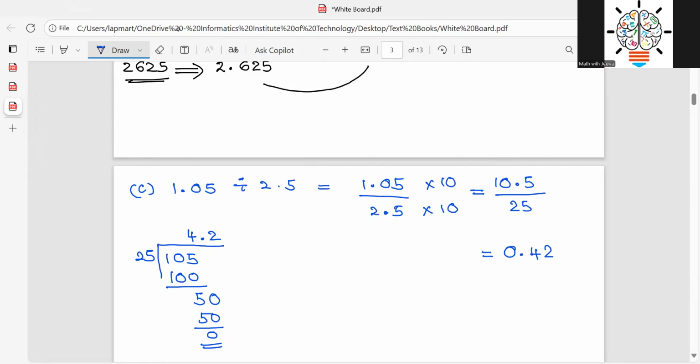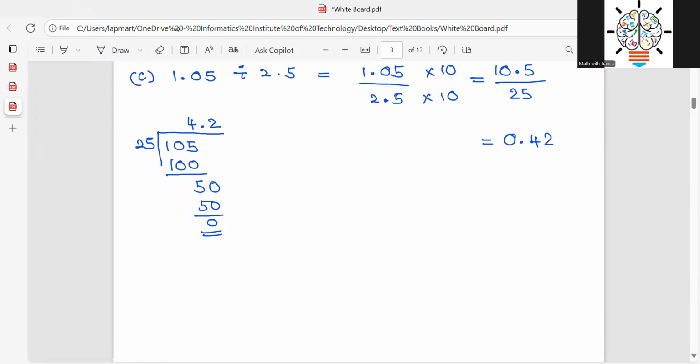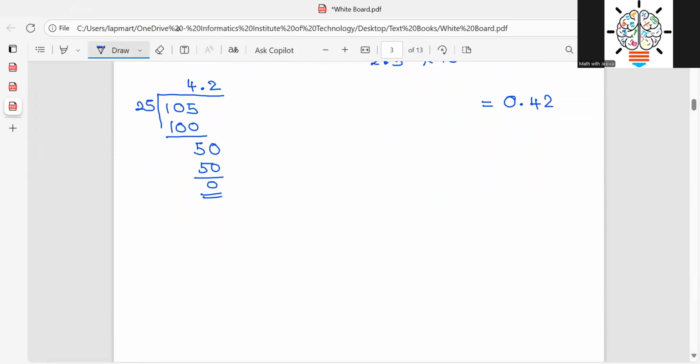Hope it is clear. So then the next one, something like this, question number 6. Question number 6, part A, we have 1/2 to the power 2. Okay, so then 1/2 multiplied by 1/2 is 1/4.